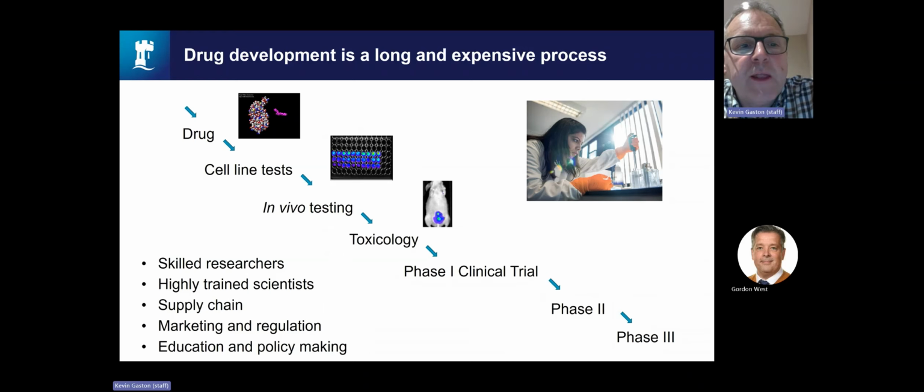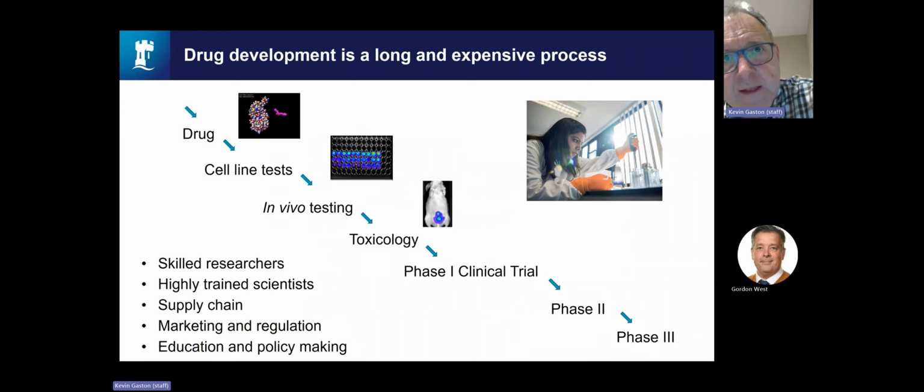Either way, that molecule then has to be tested, usually in the laboratory, usually using cancer cell lines. So these are cancer cells that are grown in the laboratory. In the picture there on the right, there's a researcher working in a lab, and she might be growing cells in the laboratory. We can then test these drugs on the cell lines that are growing and see if they work.